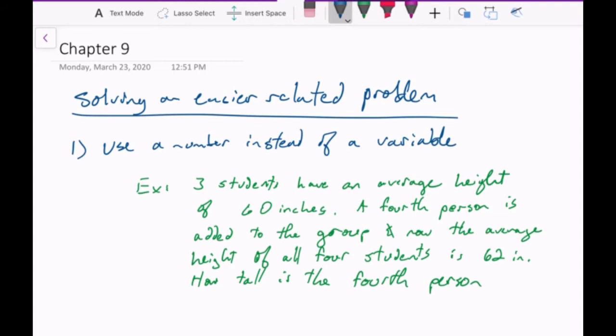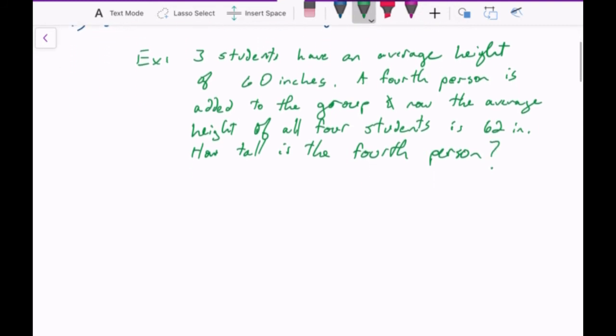Three students have an average height of 60 inches. A fourth person is added to the group, and now the average height of all four students is 62 inches. How tall is the fourth person? So we have this information. I'll use x for the first person, y for the second person, and z for the third person, and we know that their average height is 60 inches.